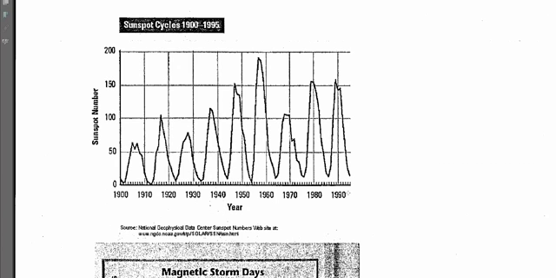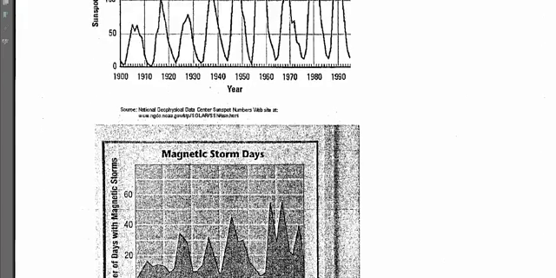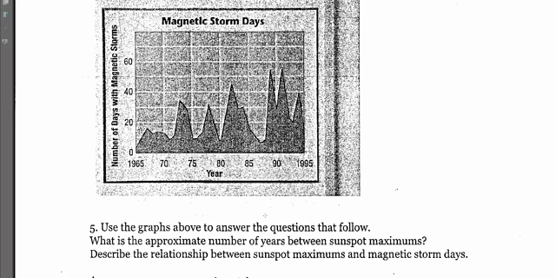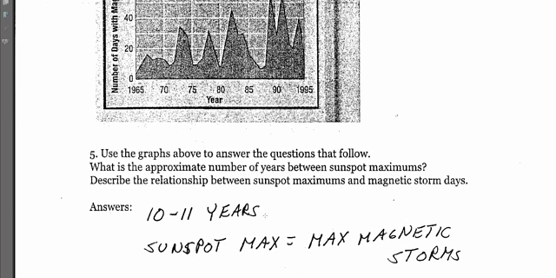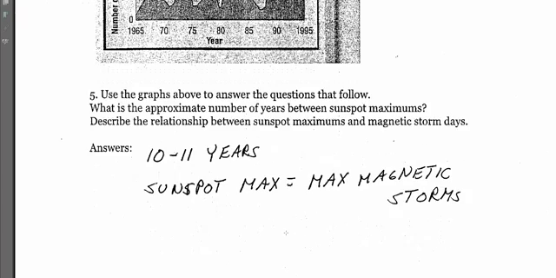The Sunspot Cycle, this is the exact same thing you did for the activity in class. There's about a 10 to 11 year interval between sunspot maximums, and sunspot maximums correlate very nicely to the number of magnetic storm days. It's exactly the same question that you answered on the activity and that we also talked about in class. And I think that's it for that one.